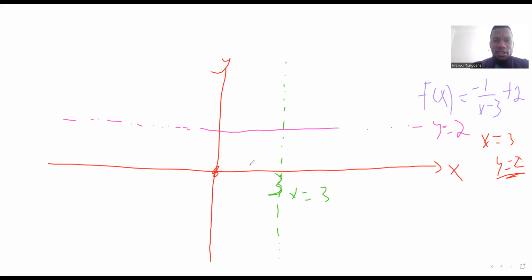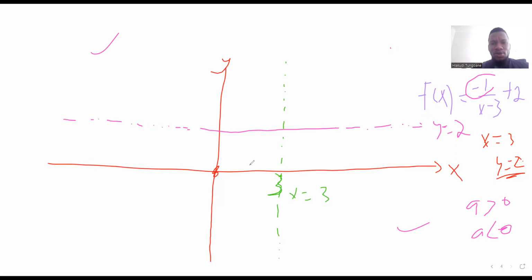Remember we said that depending on the sign of A in your equation, whether it is positive or negative, that will tell you whether your graph will lie in the first or the third quadrant. Remember, the quadrants we're talking about are those made by the asymptotes, not the ones made by the y-axis and x-axis. In this case, our A is negative. So if A is negative, it means that our graph is going to be in this quadrant and this one, right?